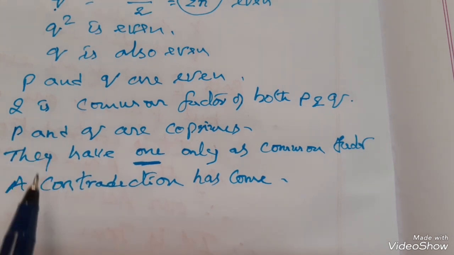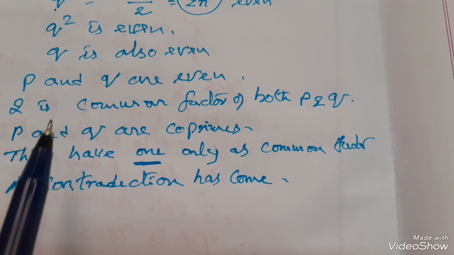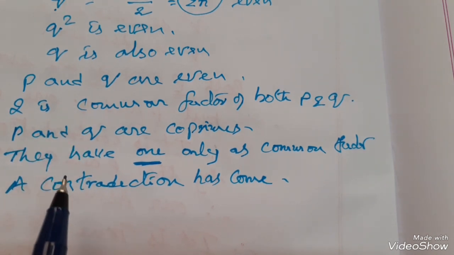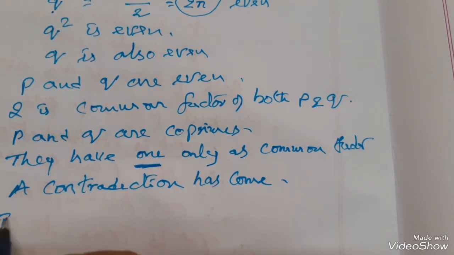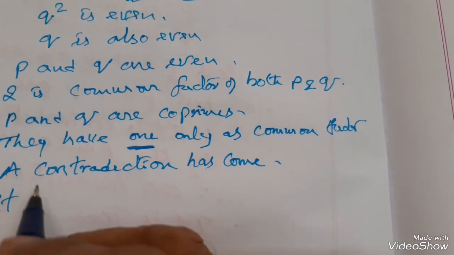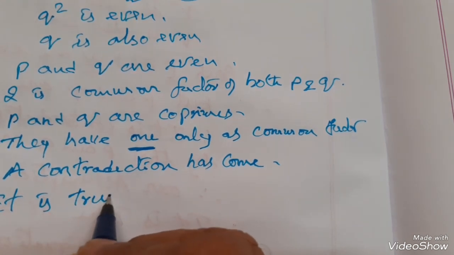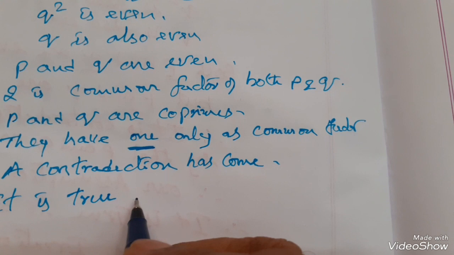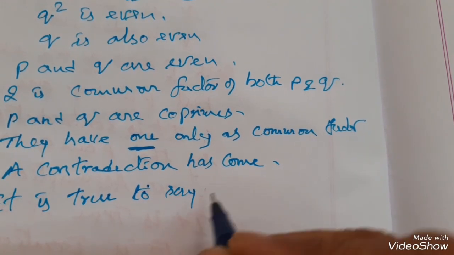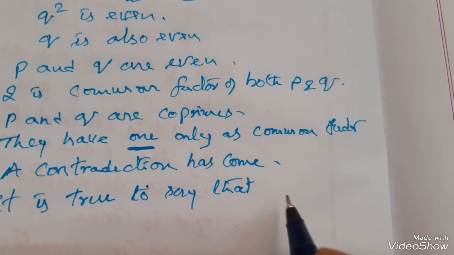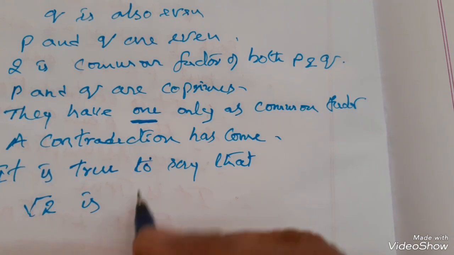Why? Since we took a wrong assumption. What we assumed there: root 2 is not irrational. So we conclude that it is true to say that root 2 is irrational.